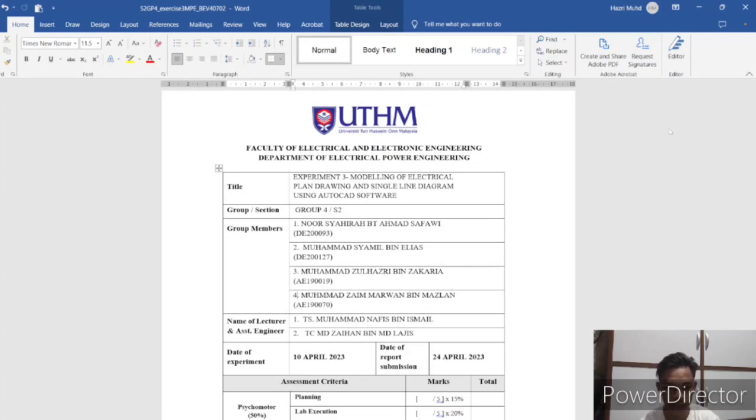So for this experiment, we are required to draw a complete electrical plan drawing and single line diagram starting from the supply to the end user for a new house floor plan. The house floor plan layout that we need to draw using AutoCAD software must consist of 2 bedrooms, toilets, dining hall, kitchen, living hall, reading room, hall and porch.